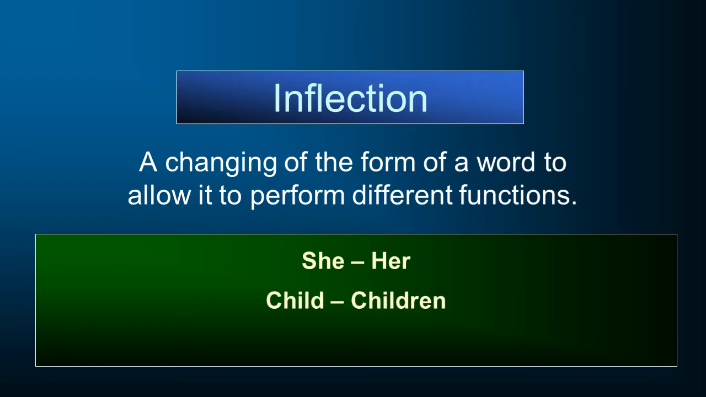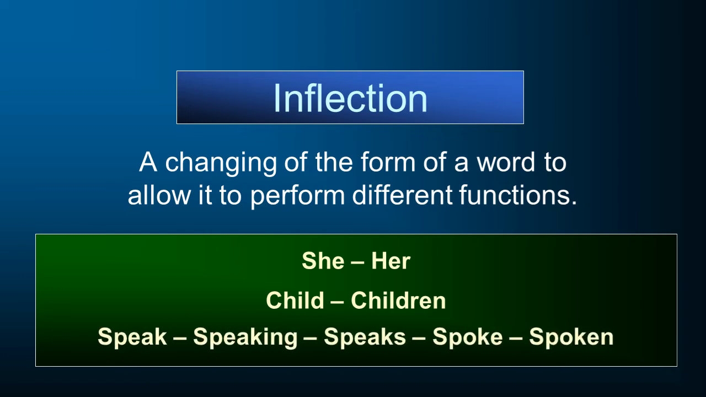A child or children, we don't say child's to make it into a plural. We actually change the form. Normally in English, we put an S on the end of the word, and that turns it from a singular to a plural. But there's a number of words that are quite different than that. Speak, speaking, speaks, spoke, spoken. We can even say in older English, he spake. All different forms of the same basic root word, so that I use different forms for different functions.